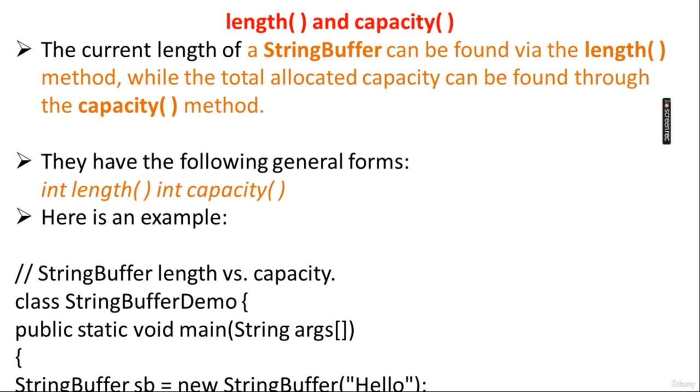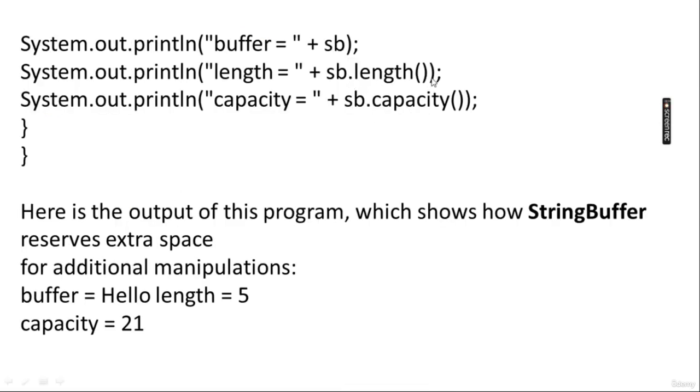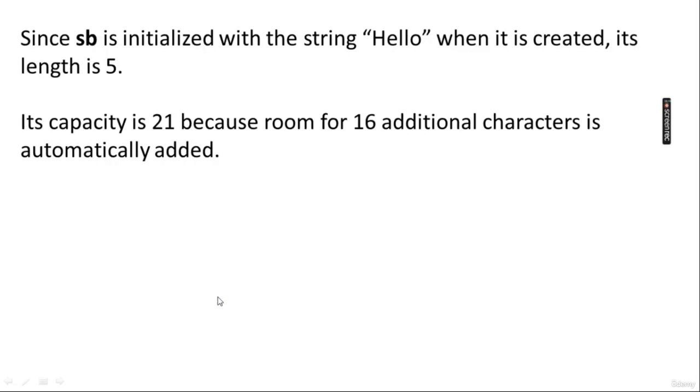Okay, so we will see the example. String buffer sb is equal to new string buffer hello, sb dot length, sb dot capacity. And the output is buffer hello, length is 5, capacity is 21. So 5 plus 16, so 16 additional characters are given, so capacity is 21 in this case. sb is initialized with the string hello, and when it is created its length is 5, its capacity is 21 because room for 16 additional characters is automatically allocated.